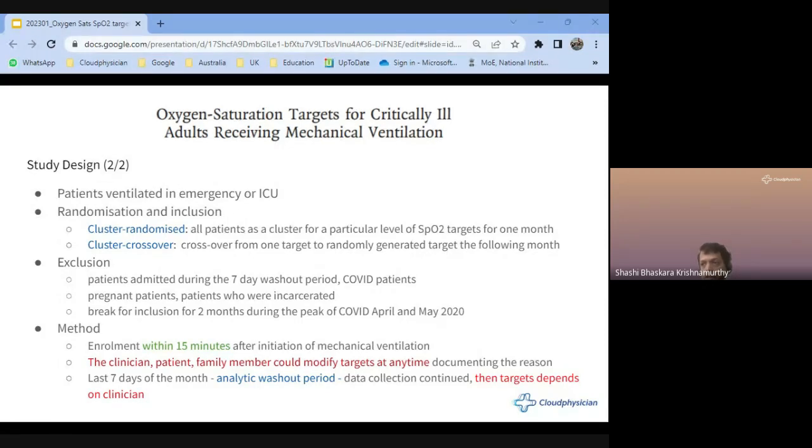I mentioned the analytical washout periods, and following the analytical washout period, despite data being continued for patients who have been already randomized or included, the next month they would actually change to different targets based upon the clinician's preferences. Again, this may end up having problems with the results, is what I thought.